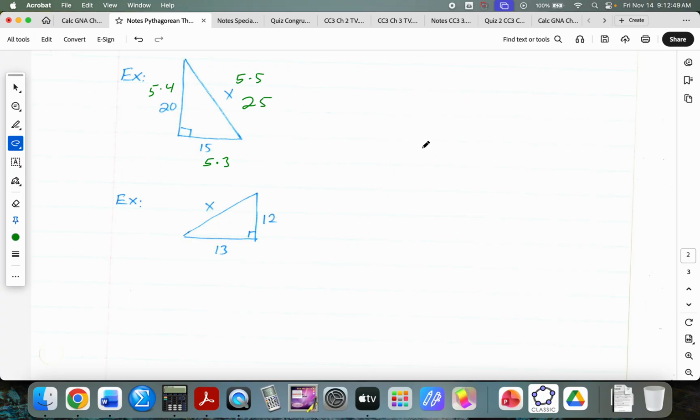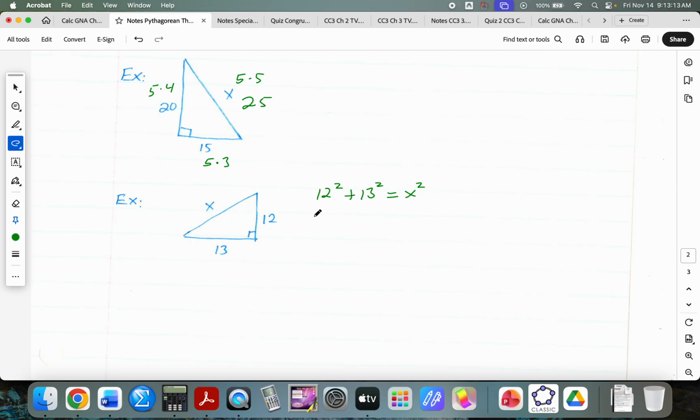But be careful about using Pythagorean triples. There is a triple that's 5, 12, 13, but is x 5 in this? No. Not a chance, because it's the hypotenuse. So on this, we'll have to just gut it out. 12 squared plus 13 squared is x squared.